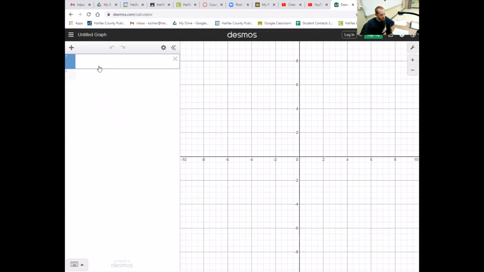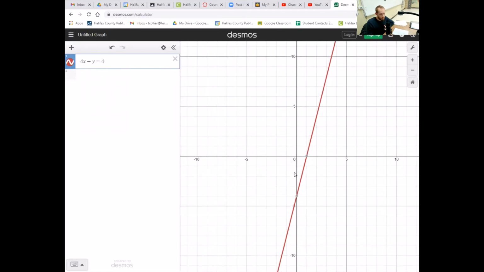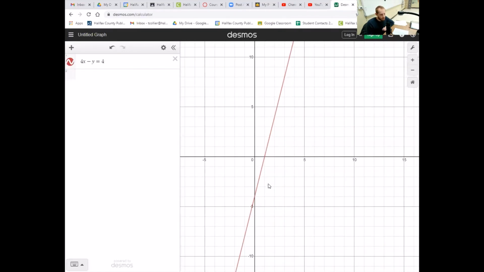So let's type in the equation that we started off with, right? What was that? It was 4x minus y equals 4. Perfect. Okay, so I get a red line that pops up on my screen. So what are the x-intercepts? Well, where does it cross the x-axis? That's this horizontal line right here, right? It's going to cross right here, (1, 0). So does that match up with your answer? Yes, it does.